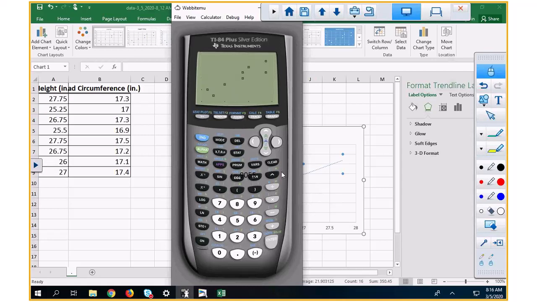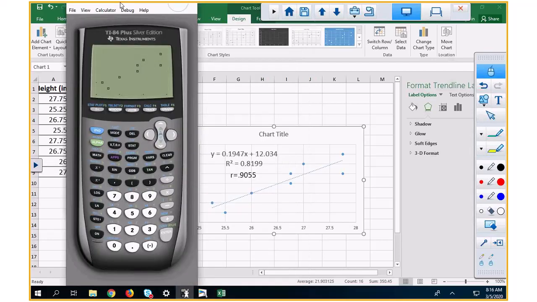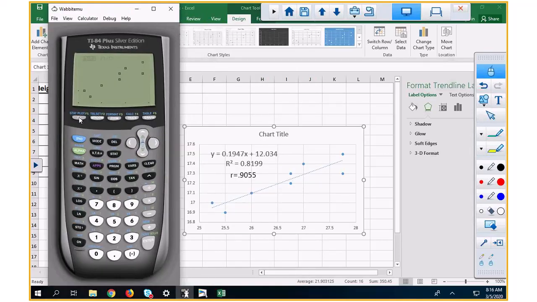Now you put in your handy dandy formula. So y is equal to 0.1947x plus 12.034, and graph.